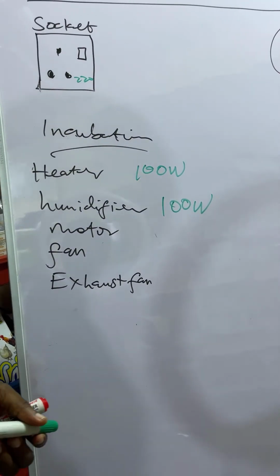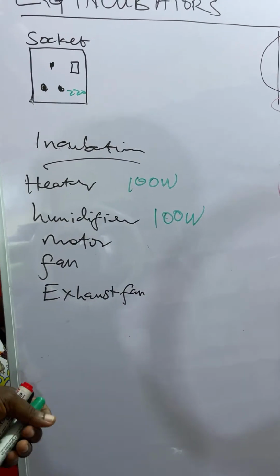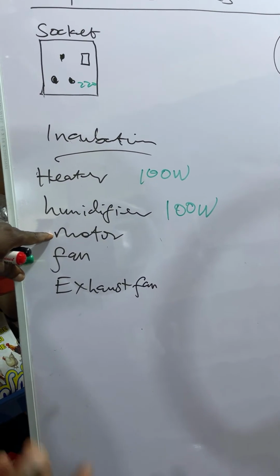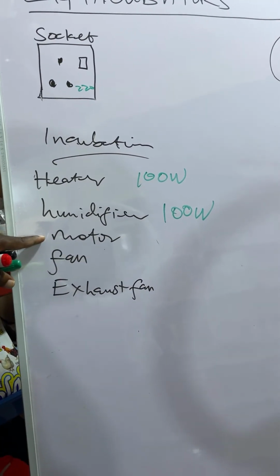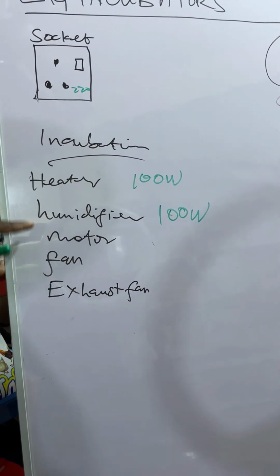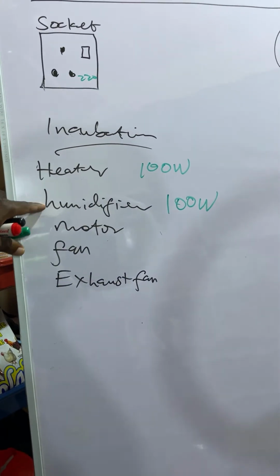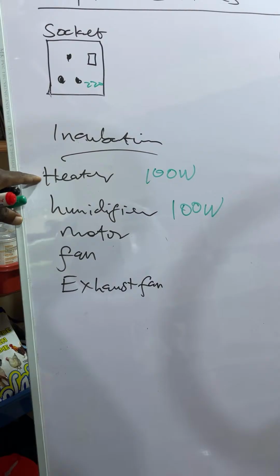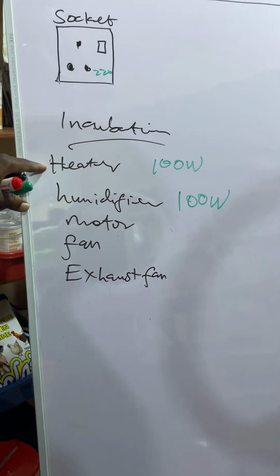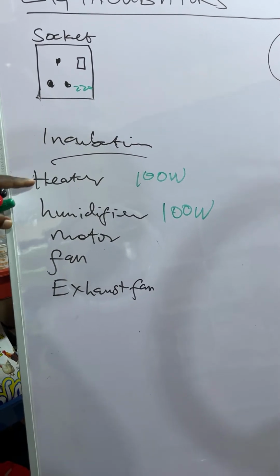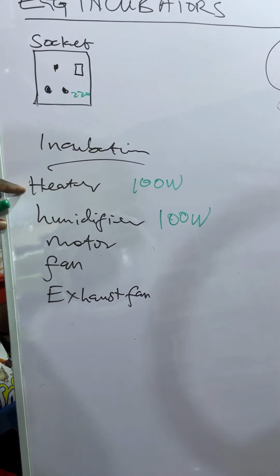Does a manual incubator need all these elements? No, because it's manual. The motor will turn the eggs for you, but you said manual, so the motor is out. The humidifier, you said manual, so you will pour water inside, so you don't need it. But definitely you need the heater, because you can't put charcoal in the incubator and fan it.